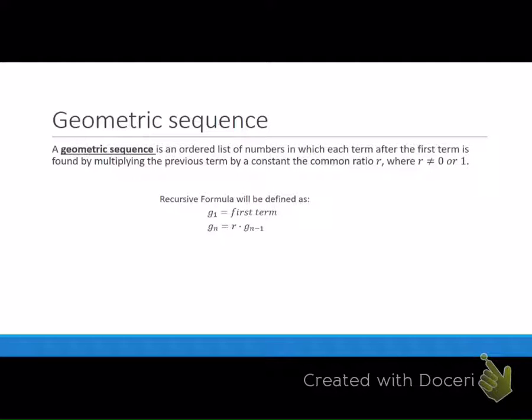Arithmetic sequences are linear, and geometric sequences are like exponential for the most part. So a geometric sequence is an ordered list of numbers in which every term after the first term is found by multiplying the previous term by a constant, the common ratio r, where r does not equal 0 or 1. So instead of d, like in an arithmetic sequence, we have r, which is our common ratio. And the common ratio is like your growth or decay factor.